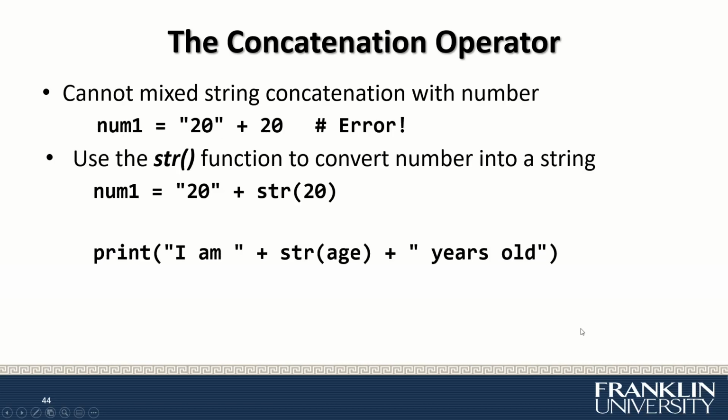Let me go back to the lecture. While the concatenation operator is nice when you concatenate two strings, you cannot concatenate a string and a number. It might work in other programming languages, but it does not work in Python. If you want to concatenate a string and a number, you need to convert that number into a string by using the str string function. So for example, if the variable age holds the age, which is a number, you can use str to convert that into a string and the plus to concatenate this into a longer string to display I am whatever years old, whatever your age, years old.